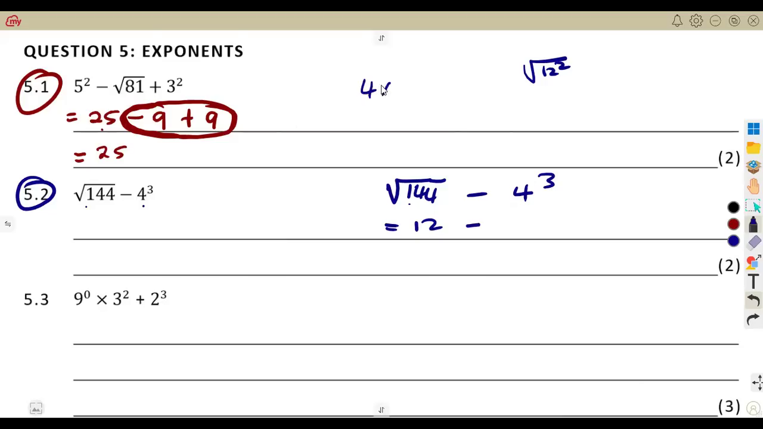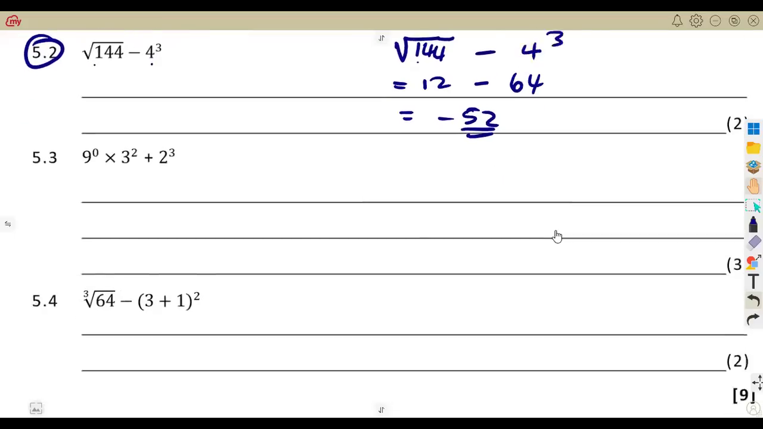That is, you're multiplying 4 times 4 times 4. 4 times 4, that's 16. 16 times 4, that is 64. So that's 12 minus 64, which is a negative. That's minus 52, which is simply 64 minus 12. Then the answer is going to carry a negative, as we are subtracting a bigger number from a smaller number.